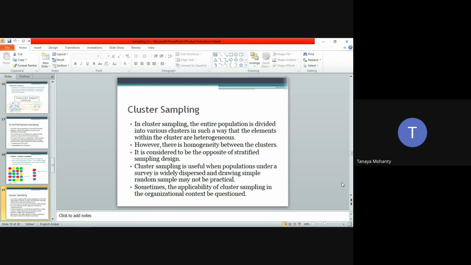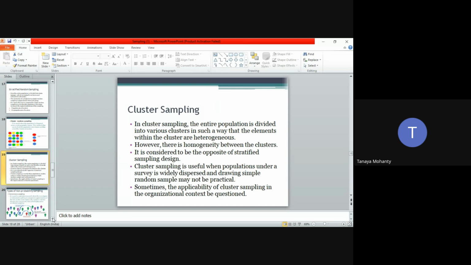when we take cluster sampling, it is useful when the population is widely dispersed and you believe that there is some kind of homogeneity in that group. And in such cases, taking up simple random sampling may not be a practical idea. So in those cases, we talk about this kind of sampling. But the applicability of cluster sampling when it comes to organizational research may not work out in that context.